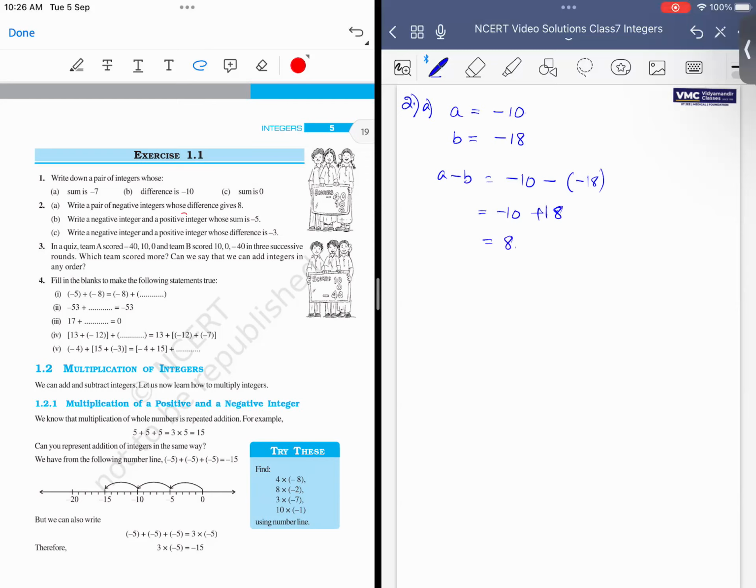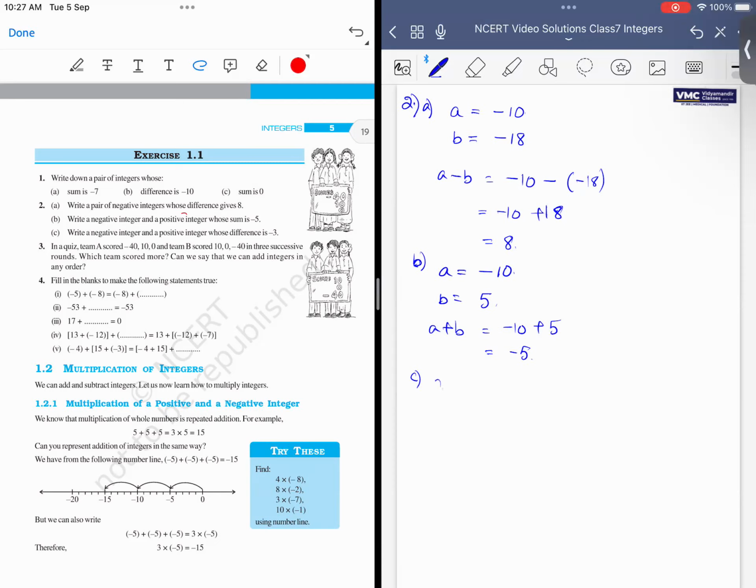-10 minus of -18: minus minus becomes plus 18, that is 8. Next, B. A negative integer and a positive integer whose sum is -5. So one negative integer, you take it to be -10 and one positive integer, you take it as 5. Sum them, A plus B. So -10 plus 5 is -5.